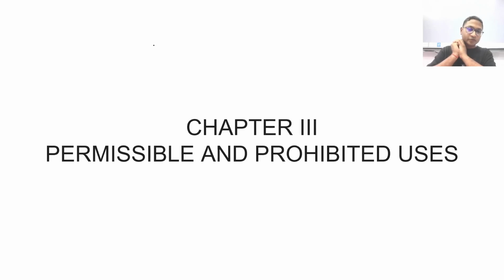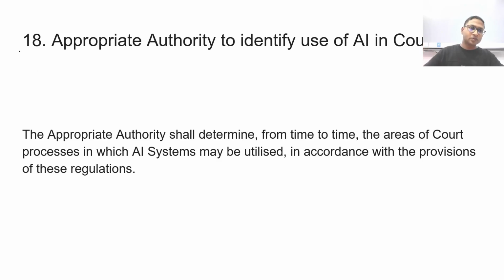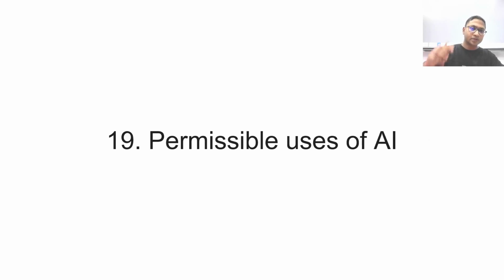Namaskar. So we start again, and this time we start chapter 3 titled The Permissible and Prohibited Uses of AI. This regulation is straightforward. I will not go into this. So let's directly talk about 19, the permissible uses of AI.